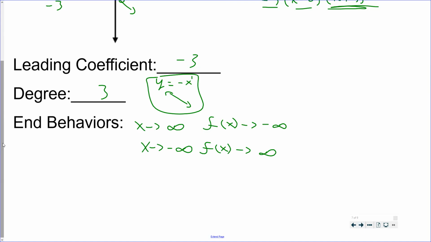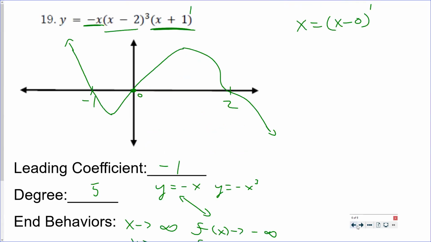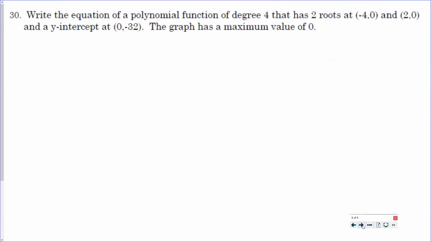All right, let's keep going. All right, so now we're on problem 30. Write the equation of a polynomial function of a degree of 4 that has 2 roots at -4 and 2, and y-intercept at 0, -32, and it has a maximum value of 0.